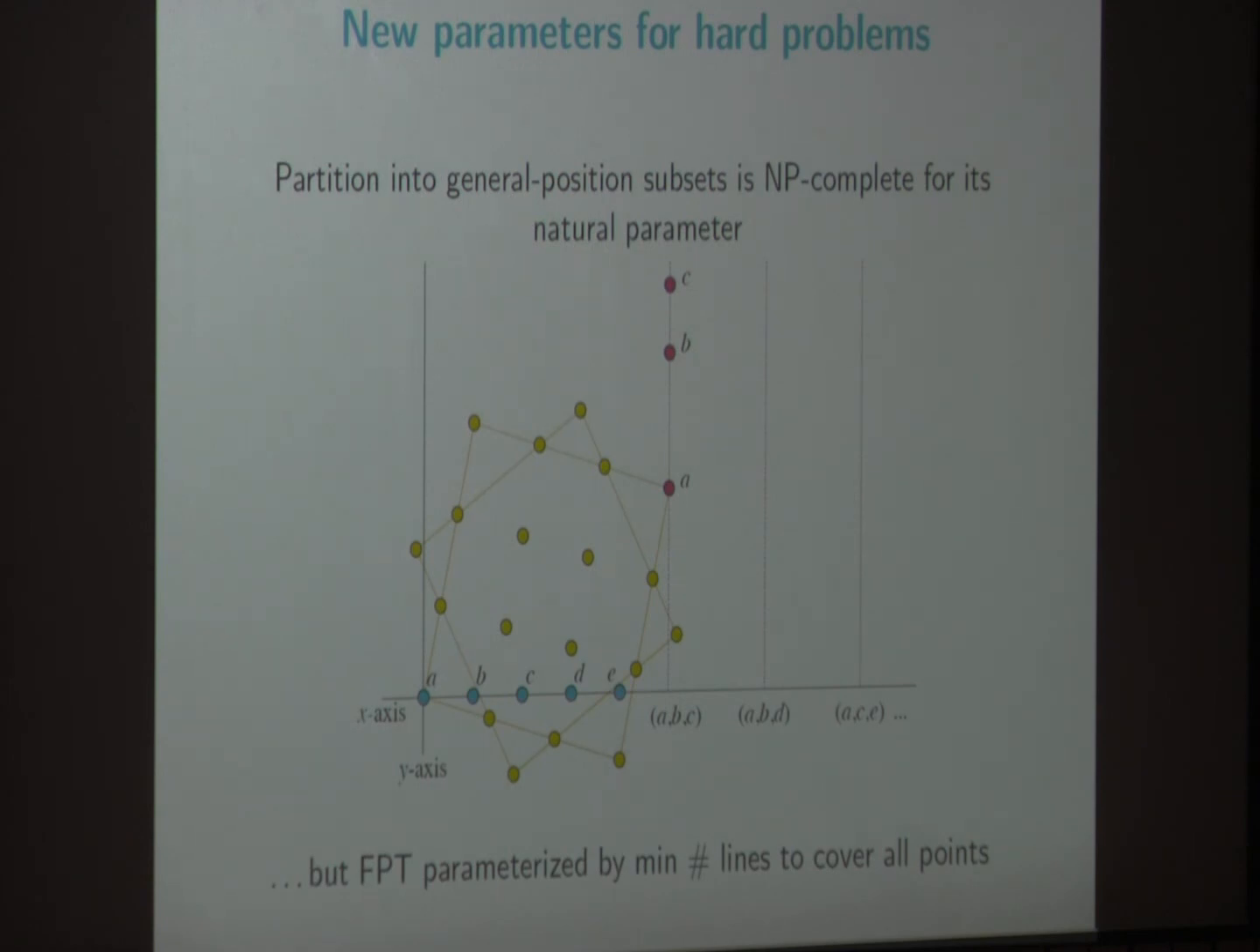We can prove that this partition into general position subsets problem is NP-complete. And this is a diagram of the NP-complete proof. But we now know all sorts of other parameters that are monotone, and we can think about using them as the parameters for fixed parameter tractable algorithms. So partition into general position subsets, while it's NP-complete for its natural parameter, it turns out to be fixed parameter tractable for point sets that can be covered by a small number of lines, which I think is a quite powerful parameter to use for this sort of problem.